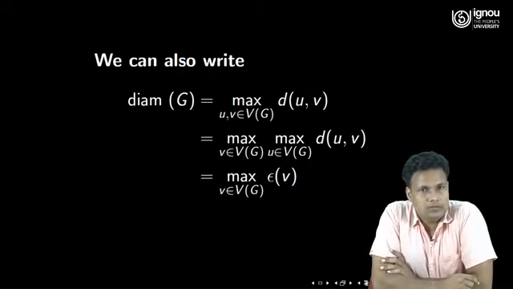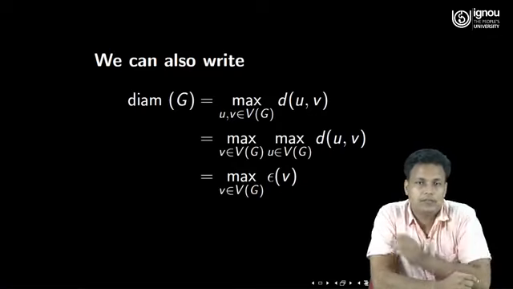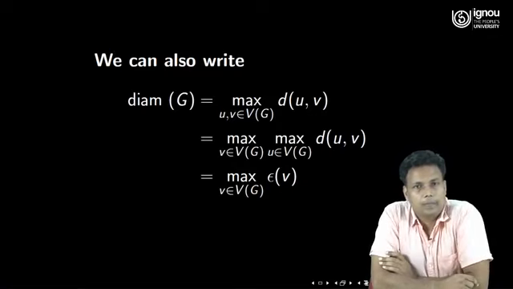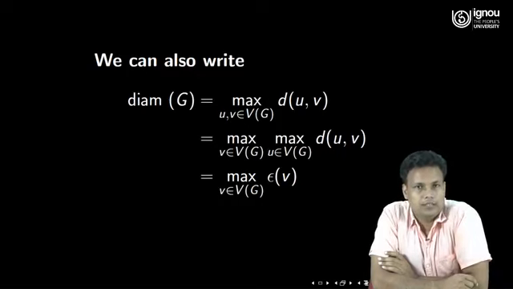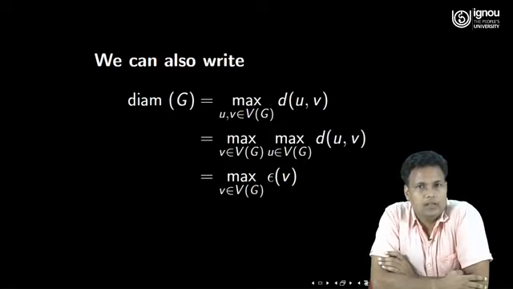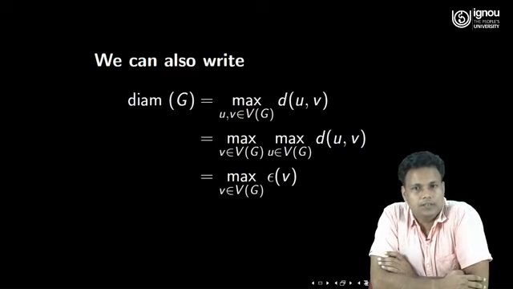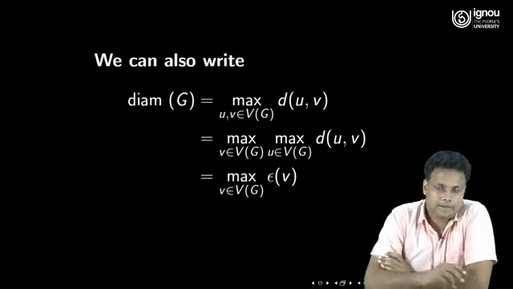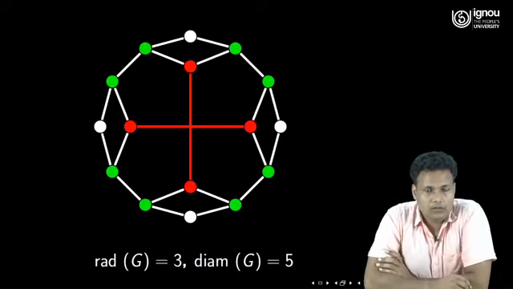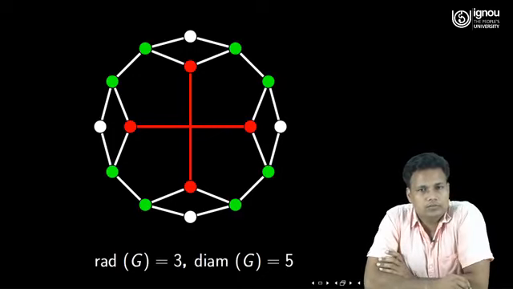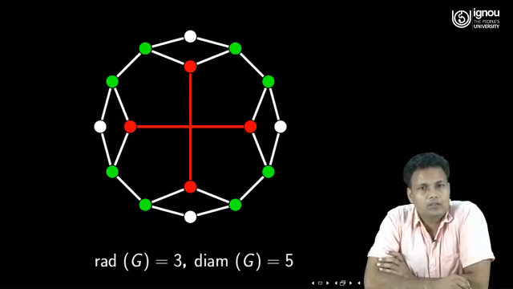We have seen the concept of diameter as well as the concept of radius. The concept of diameter is the maximum distance between any two vertices, which can be expressed as the maximum eccentricity of a vertex of G, right. So this gives us a clue about the relationship between the diameter and radius, and we shall just see.